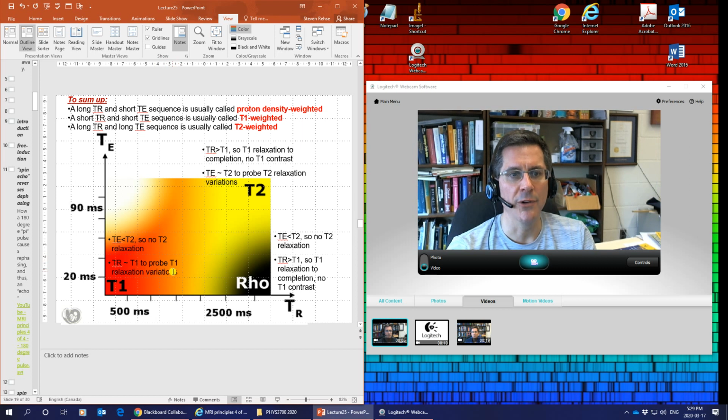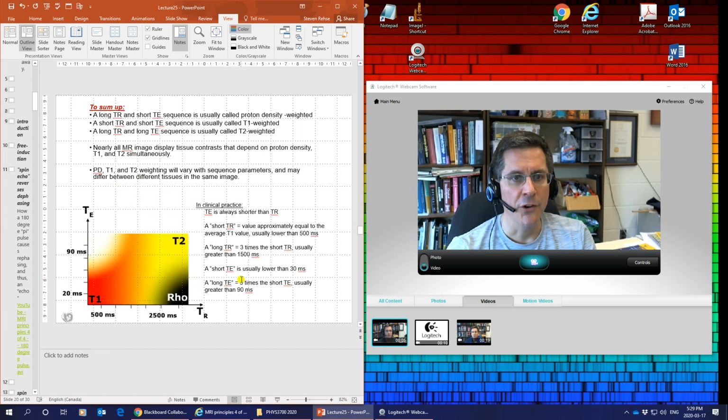So short TR means TR is about equal to T1. This probes your T1 relaxation. TE is shorter than T2, so there's no T2 relaxation, so that term is just 1. And each of these has its reasons for why that is. I would encourage you to look at this graph carefully. If you don't understand it, try to work through it. If that doesn't make any sense, then talk to me in office hours and see if you can make some sense of that graph. That's going to be kind of important.